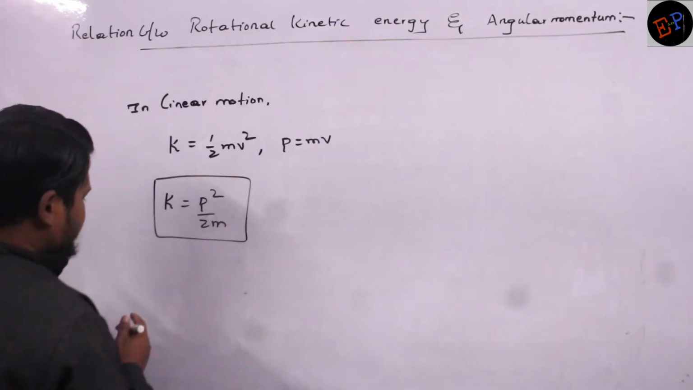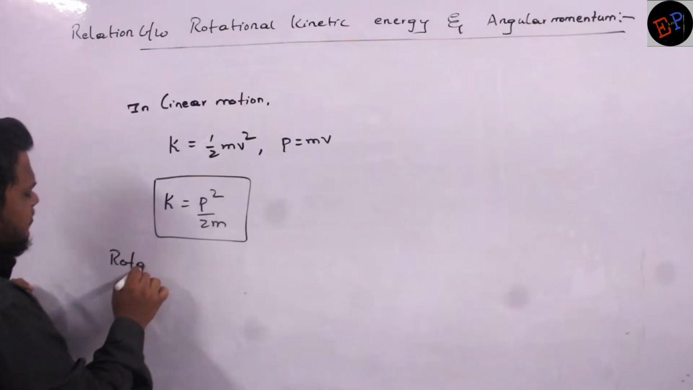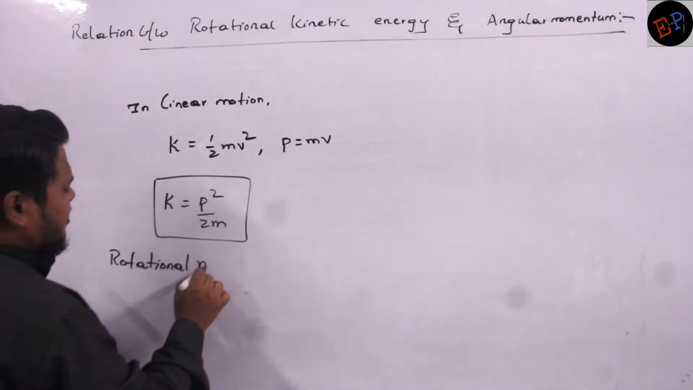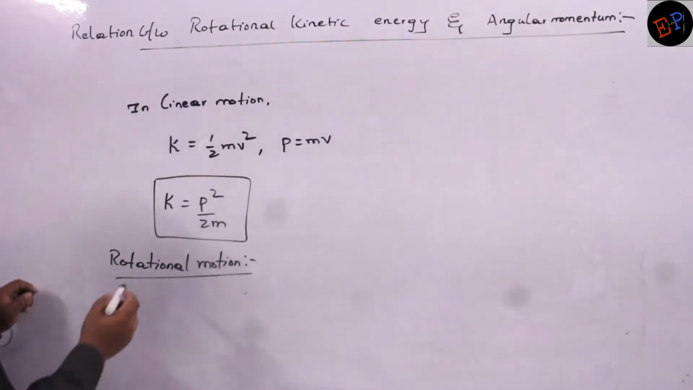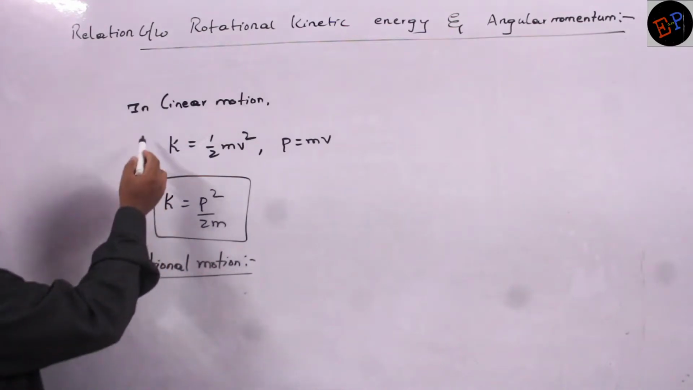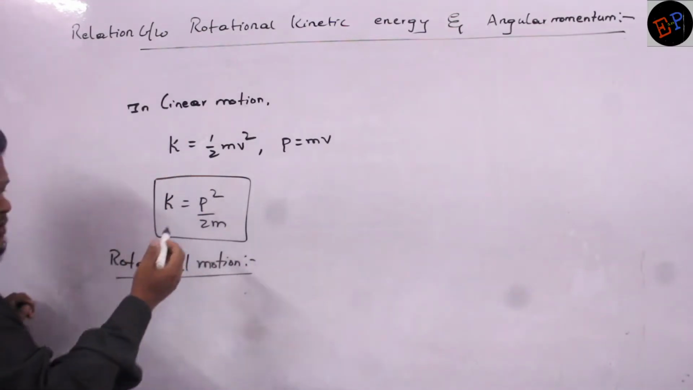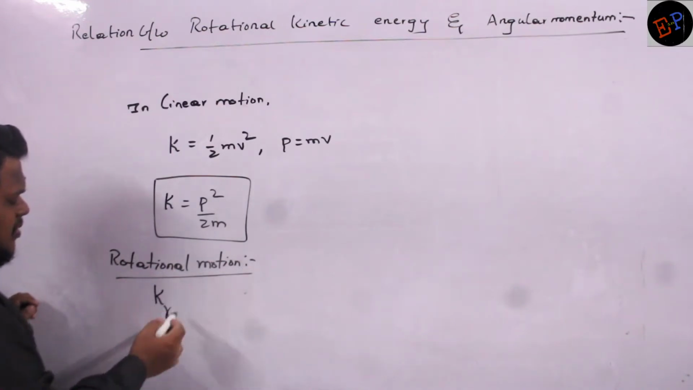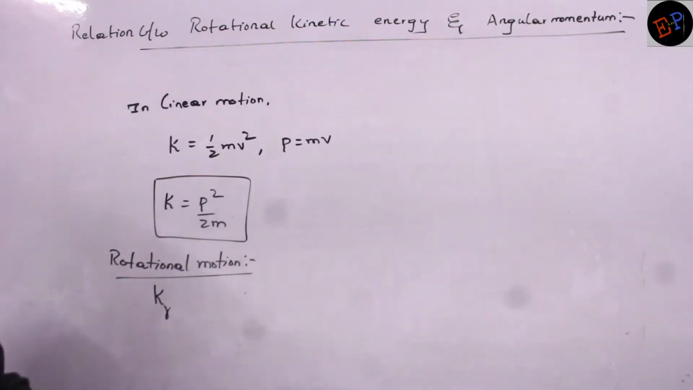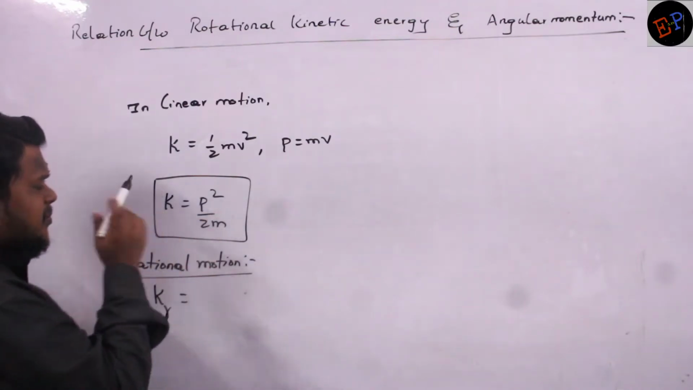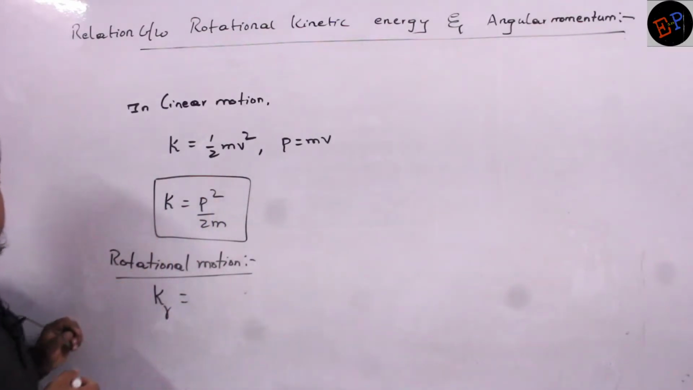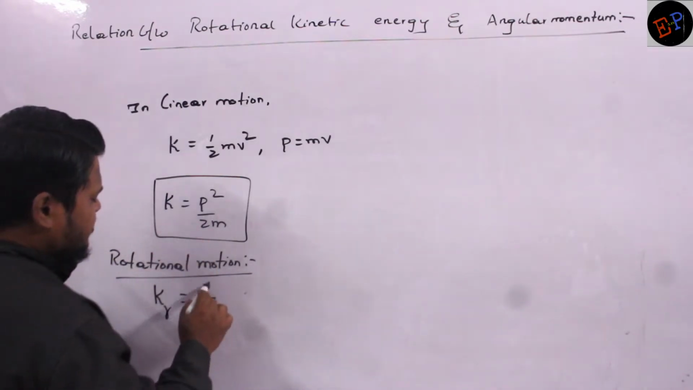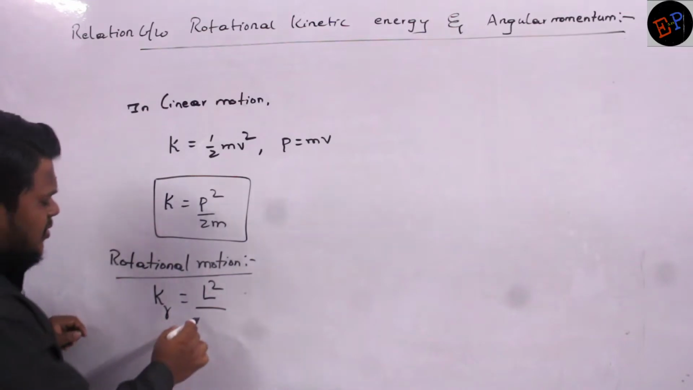Same equation, how can I write it in rotational motion with the help of analogy? K, what is meant by K? Kinetic energy in linear motion. So instead of K, I will write Kr, kinetic energy in rotational motion. And what is meant by P here? P is called linear momentum. In rotational motion it is angular momentum L, so instead of P I will write L square, divided by 2.